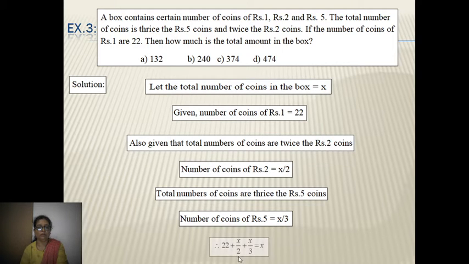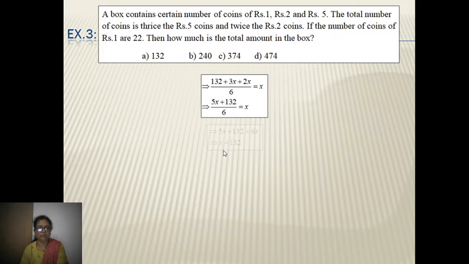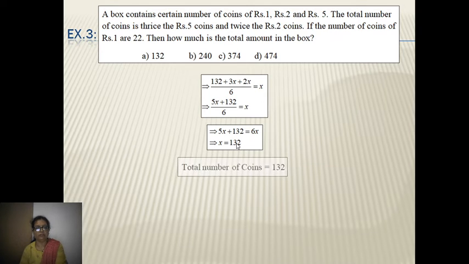Now the total number of coins equal to 22, which are the coins of 1 rupee, then x by 2 coins of rupees 2 and x by 3 coins of rupees 5. The total number of coins equal to x. Now we simplify this by taking LCM. 6 is the LCM of this. Then we get this equation and combine the 3x plus 2x, that means the 5x term. And then by cross multiplication, we write down 5x plus 132 equal to 6x, and simplify, 5x shifted to the other side, then we get x equal to 132.